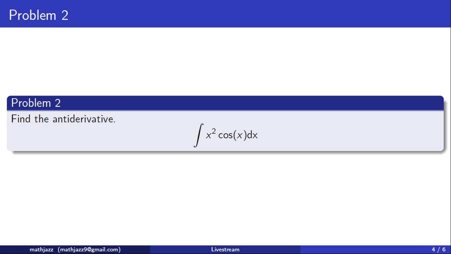If we pick cosine and we integrate it, we started with a trig function. We end with sine, which is still a trig function. There's no extra complexity. And by choosing x squared to be our u, when we take a derivative, we go from a quadratic expression to a linear expression.